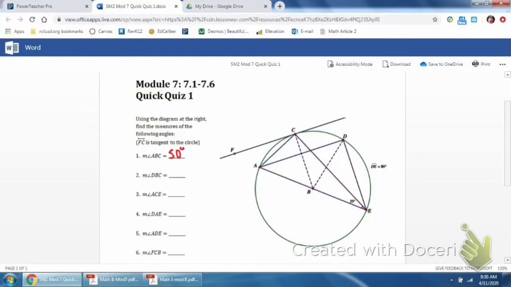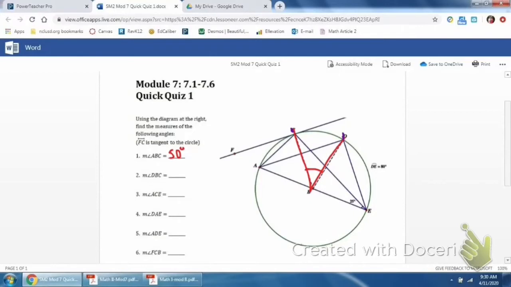Okay, the next one, they're asking us for the measure of angle DBC. So DBC is that one in there. I'm going to try the same thing. If I take those two endpoints and connect them to the outside of a circle, I know the red has to be twice the purple, but I don't know the purple. I could connect them to this side of the circle, and I know that the red is going to be twice the purple, but again, I don't know the purple. So that means I have to use something else.